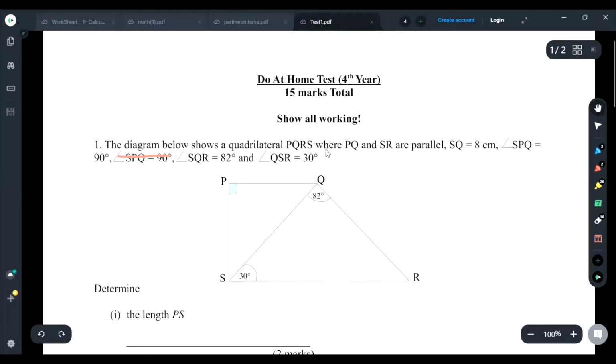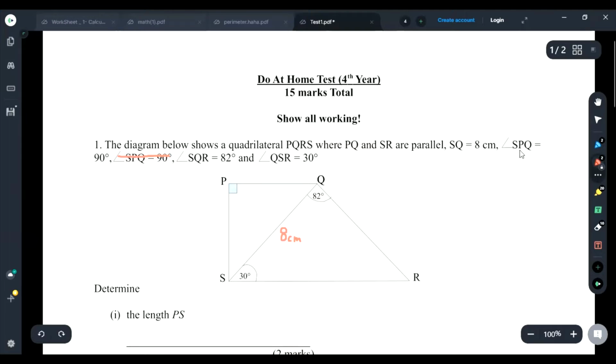Yes, sir. Edras. Okay. It says the diagram shows a quadrilateral PQRS where PQ and SR are parallel. So these two line segments here are parallel. And if you notice, it says SQ equals 8 centimeters. So we have here 8 centimeters. And it says SPQ is 90. All right, so that's 90 degrees.